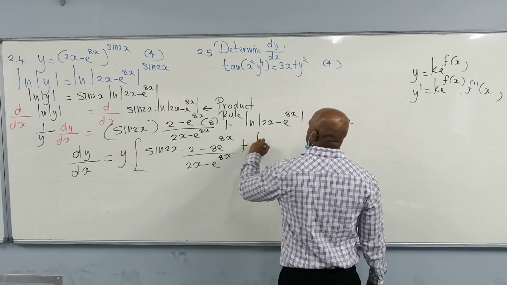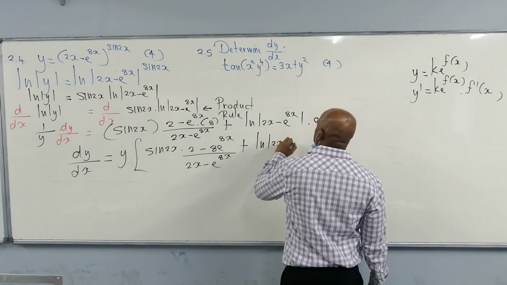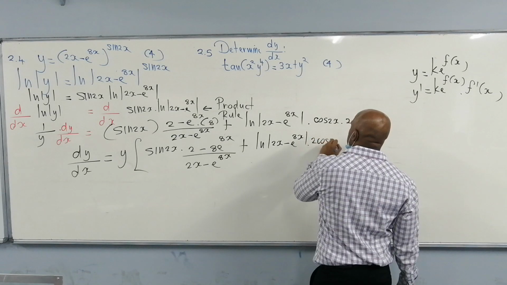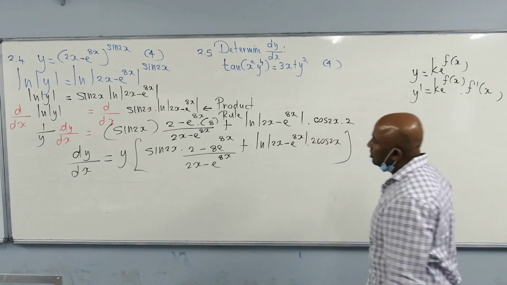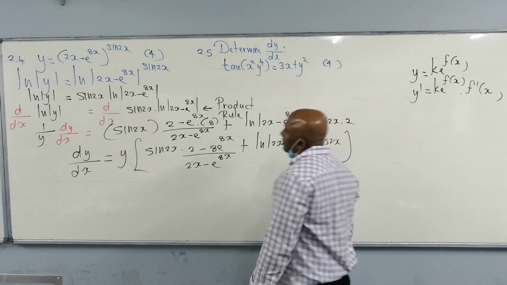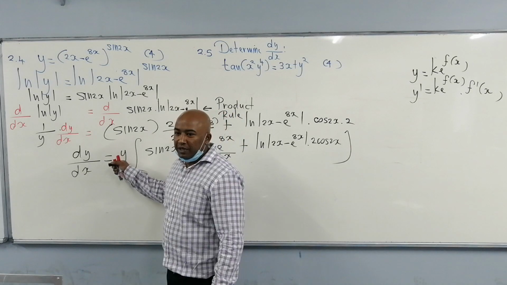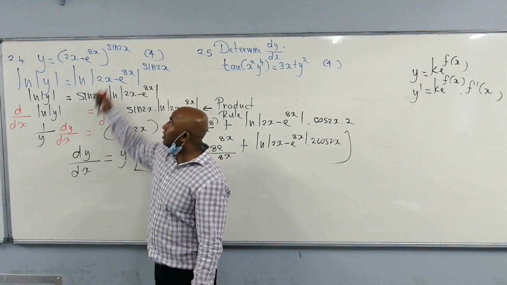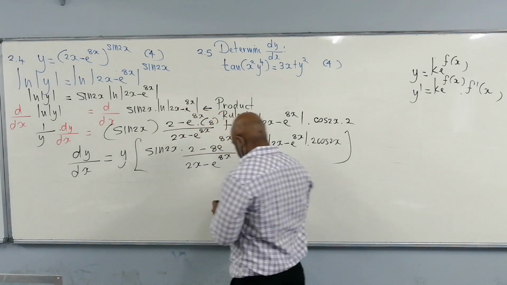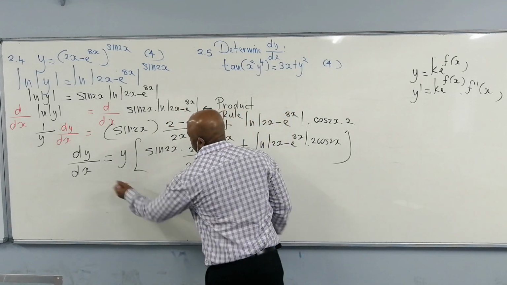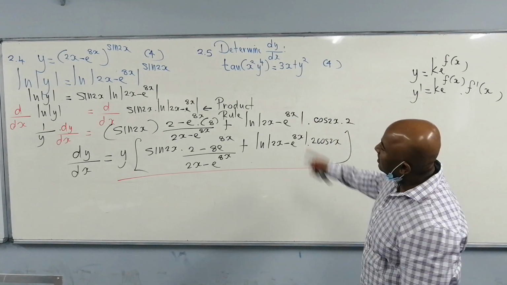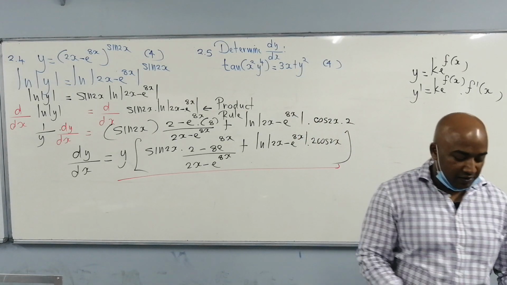plus ln of 2x minus e to the power 8x times 2 cos 2x. Nothing more to do here. You do not have to substitute for y. It's fine as it is, because we already know what y is. Alright, so that was 4 marks. Let's deal with the next one.